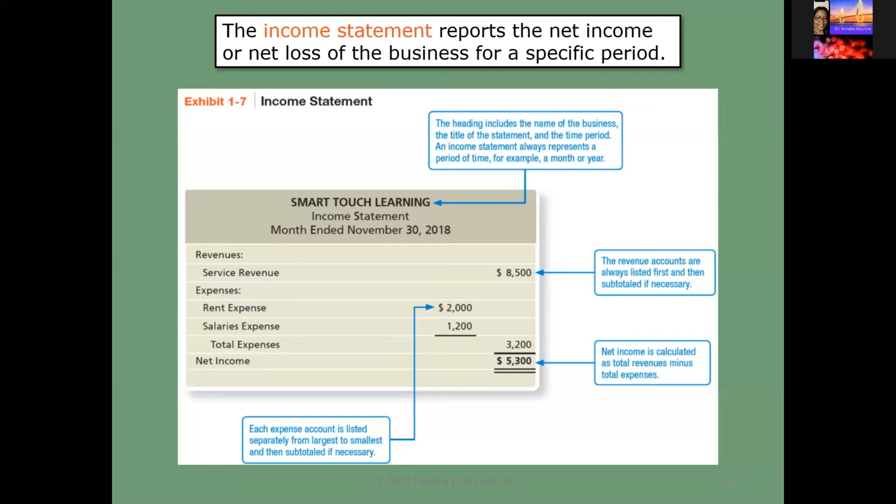Here you see Smart Touch Learning's income statement. It has the month ended November 30th, 2018. It shows the revenue, which is the $8,500, and it also shows the expenses. Here they have rent expense and salary expense. You have the total of the expenses. So the revenue minus expenses is your net income.